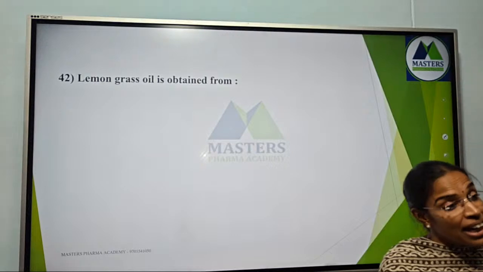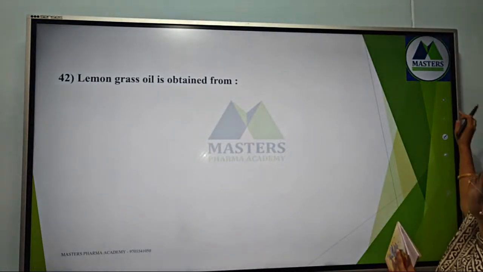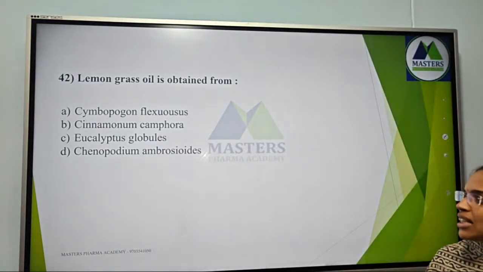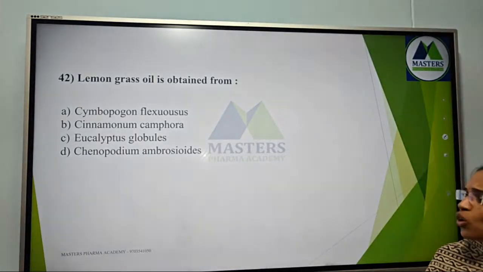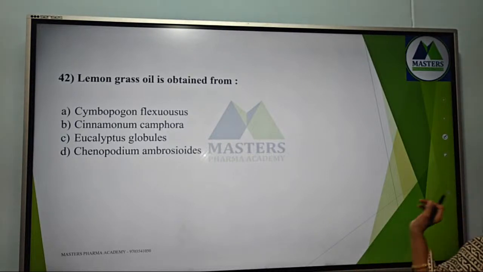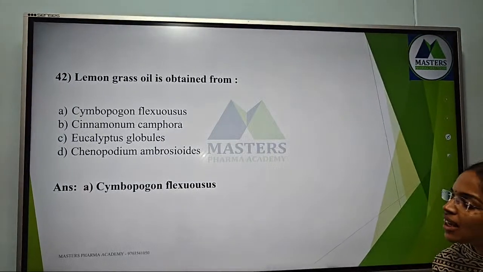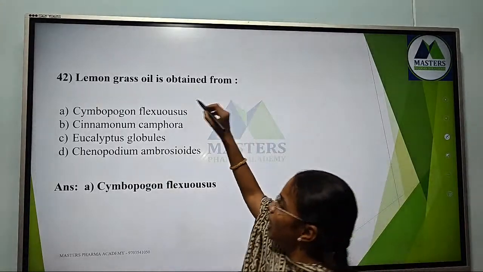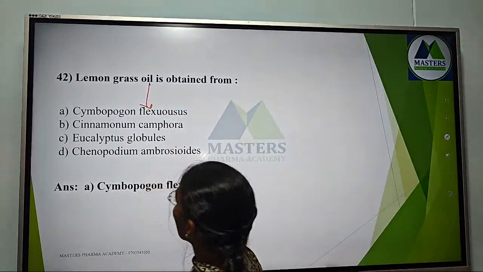Lemongrass oil is obtained from Cymbopogon flexuosus, Cinnamomum camphora, Eucalyptus globulus, and Chenopodium ambrosioides. What's the right answer? Right answer is Cymbopogon flexuosus. Okay, lemongrass oil is obtained from Cymbopogon flexuosus.